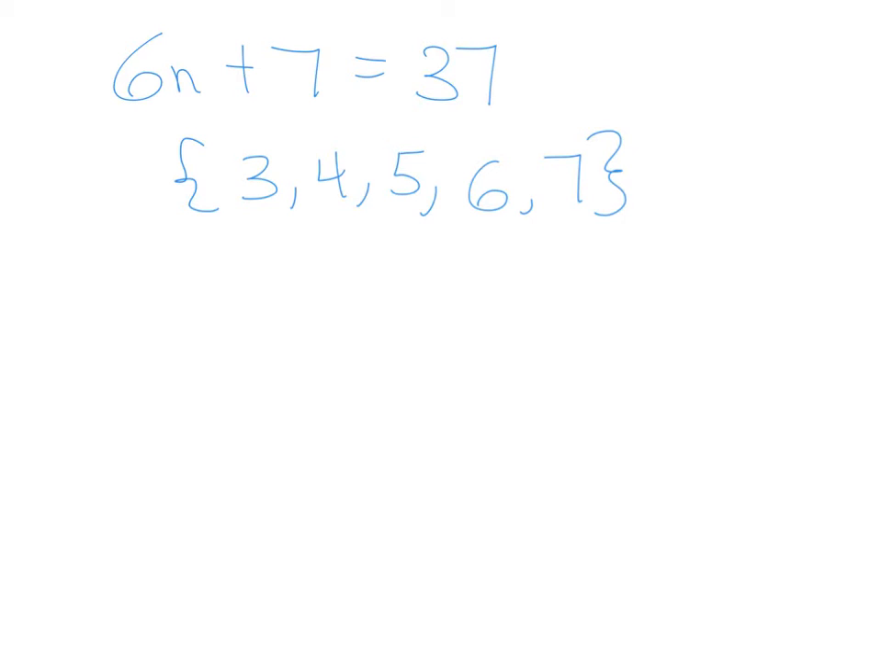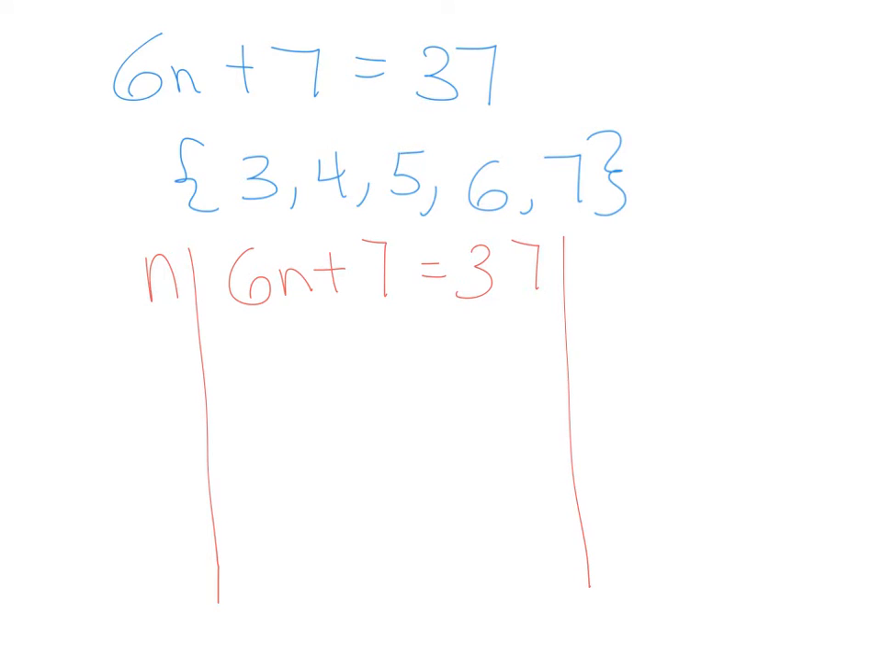Another way you can do it, though, is to set up a table. Our table would look something like this. We would have n in the first column, and then in the second column our open sentence, where we're going to replace the value of n. And then in the third column, we would have whether or not it was true or false.